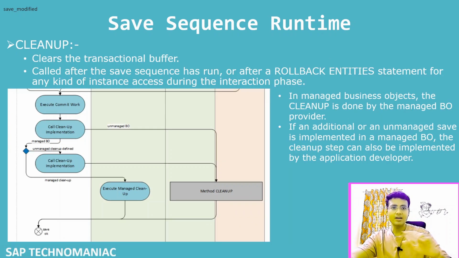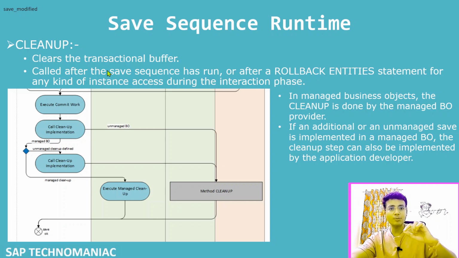After the commit work, data is saved in the database. Now you want to do the cleanup. Cleanup means you have some data in the transactional buffer that you want to clean up because everything is done. Now you want to clean up the data available in your transactional buffer to start the new LUW. So for that, this cleanup will trigger, and cleanup will clear this particular transactional buffer.